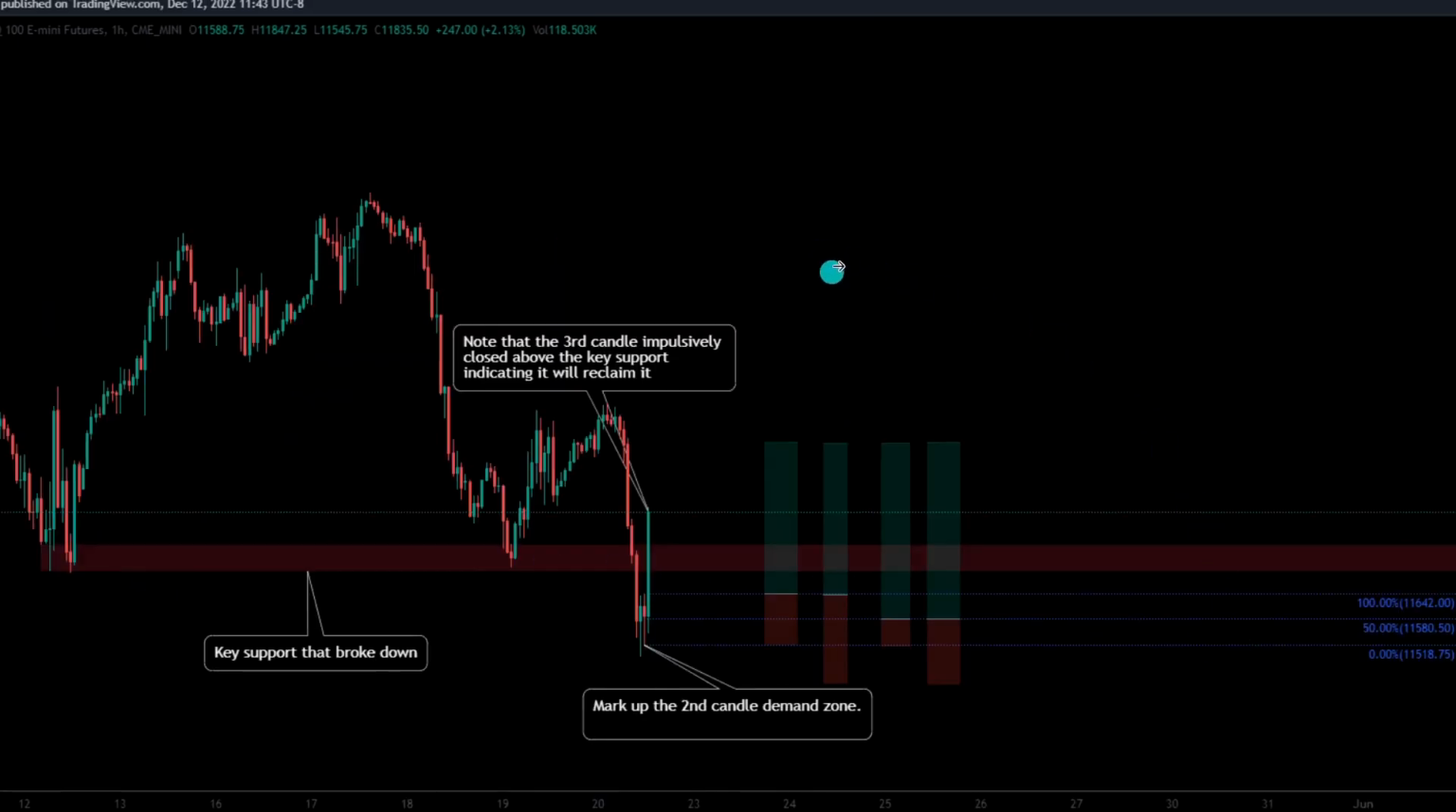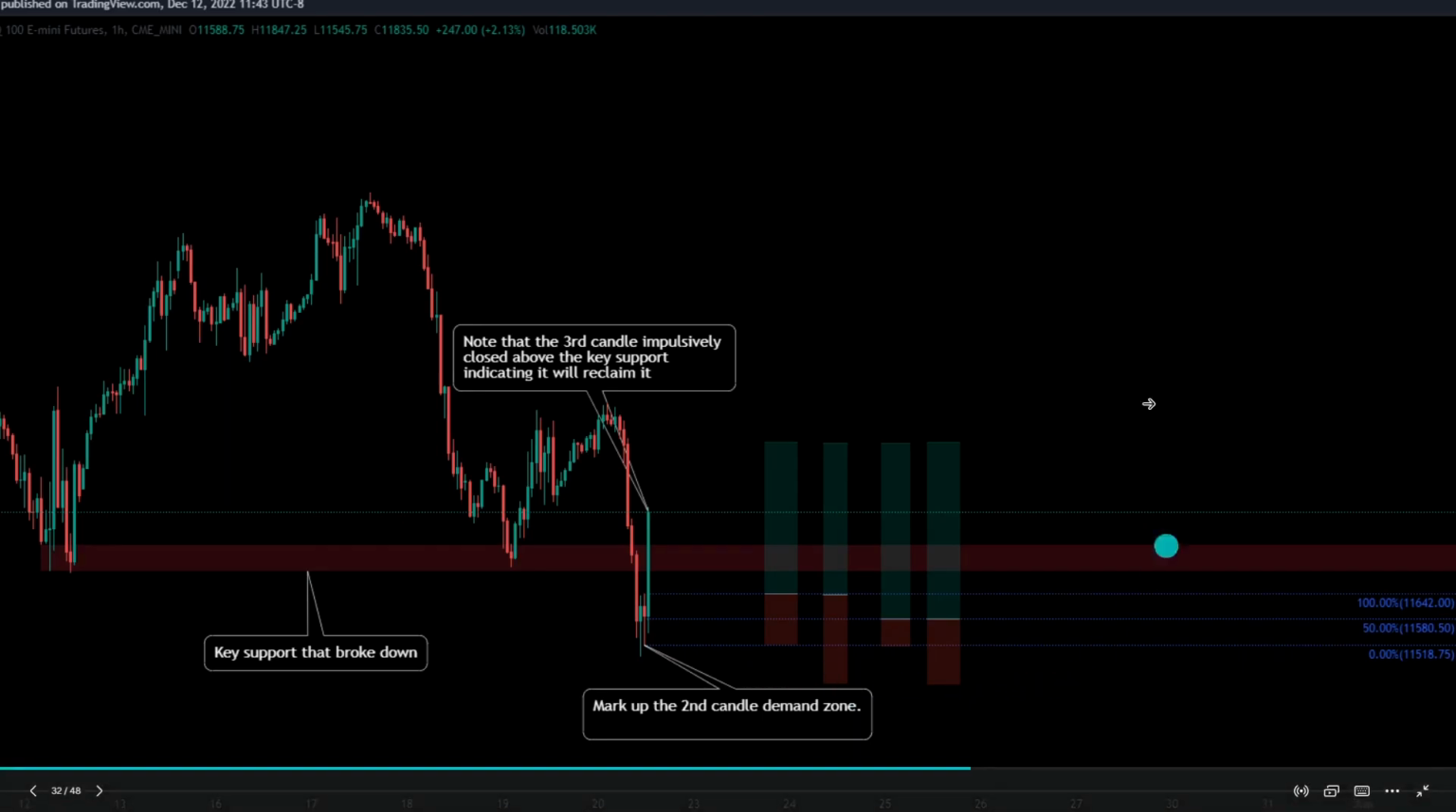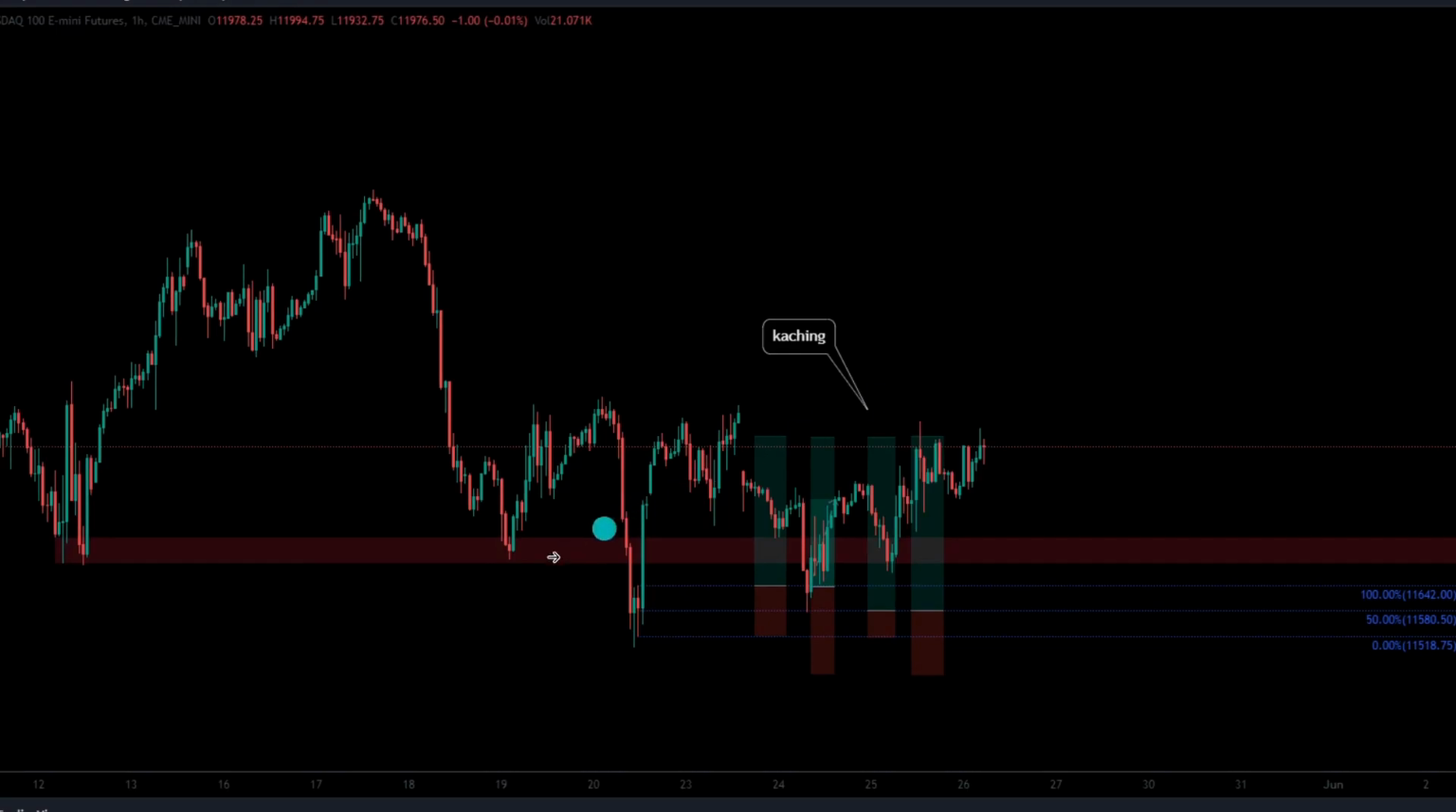Now you say same as last time, you mark up the second candle as the demand zone, enter at the top, enter at the mid-range, and stops vary depending on how you want it. As you can see, price tagged the mid-range pretty comfortably, went to 3R pretty quick. I think this happened like the next day, so it's a pretty good trade.